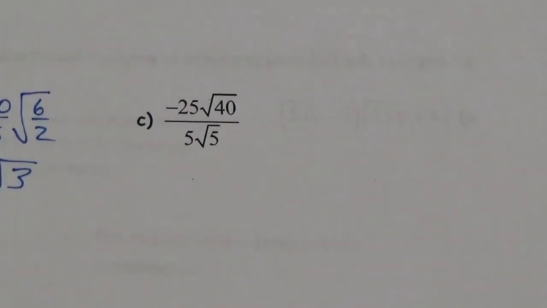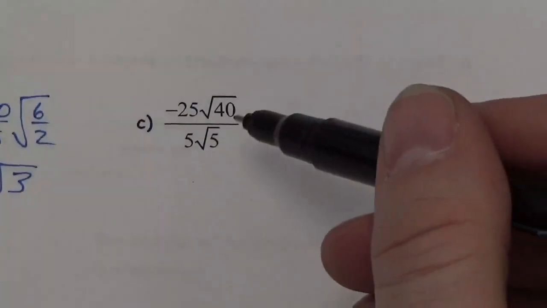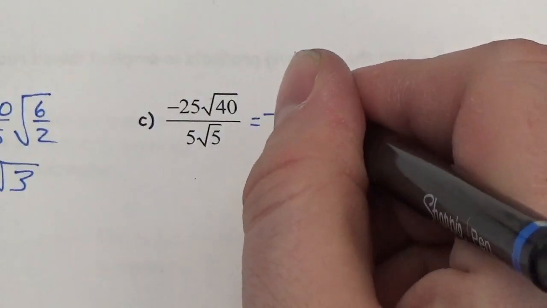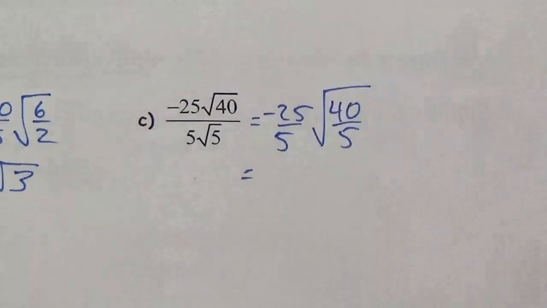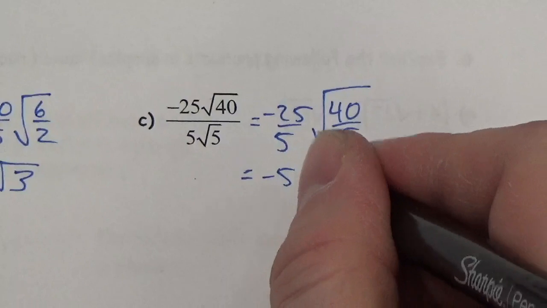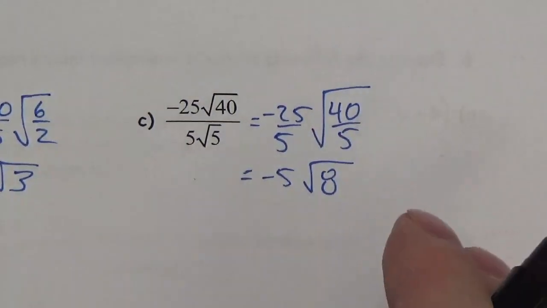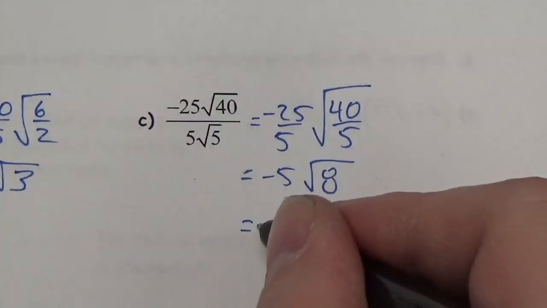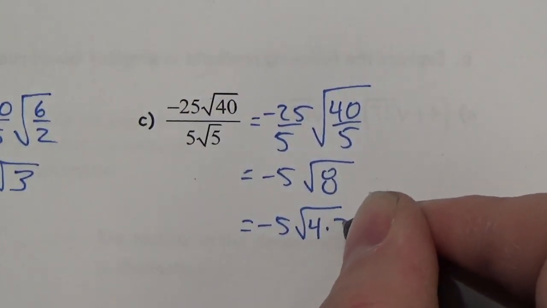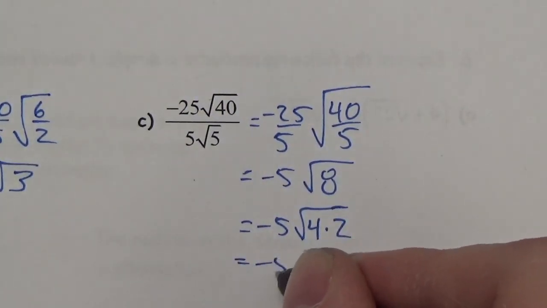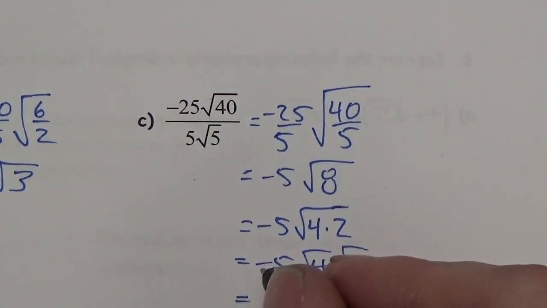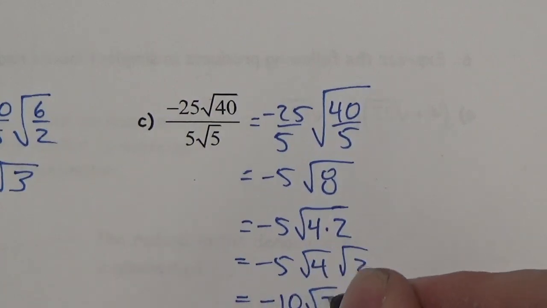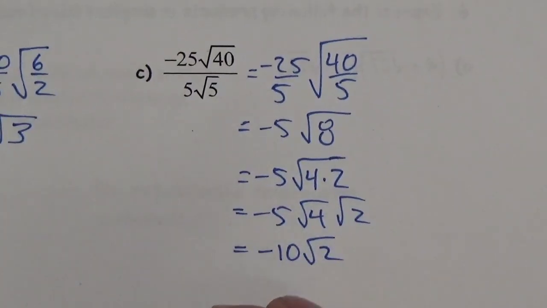Okay, now let's take a look at this one. So what we can do here, again, is the coefficients, so it'll be negative 25 over 5, and then this will be root 40 over 5. Well, negative 25 over 5, that's easy, it's going to be negative 5. And 40 over 5 is 8. Okay, but we know that 8 is 4 times 2. So this is going to be root 4 times root 2. So the square root of 4 is 2, multiplied by negative 5, so it'll be negative 10 root 2. So there's a little bit more involved with that particular question than some of the other ones.